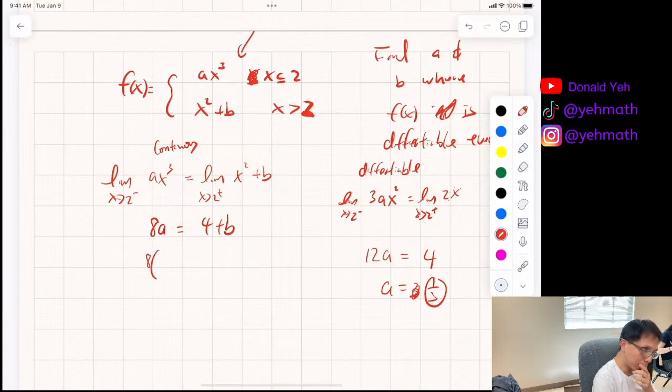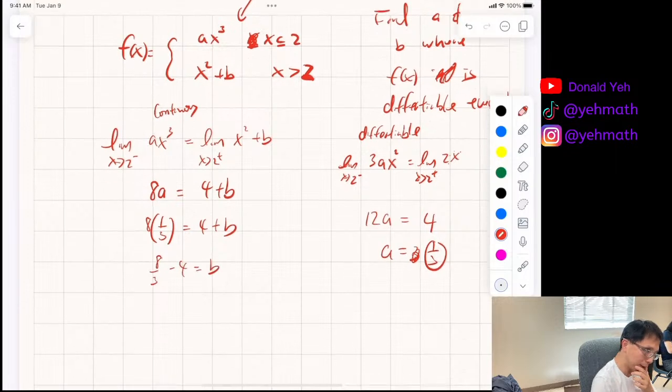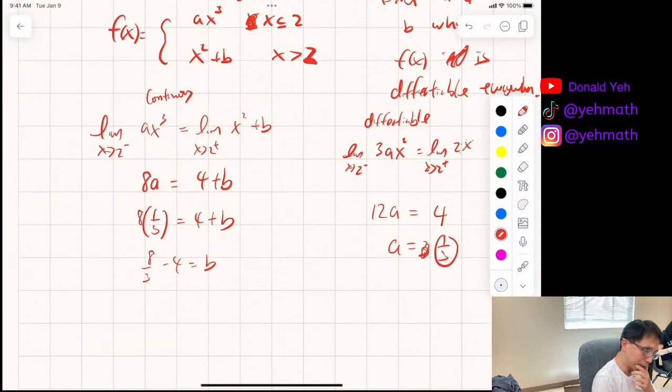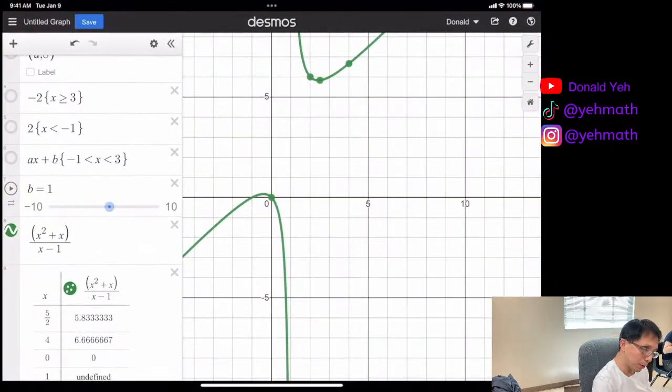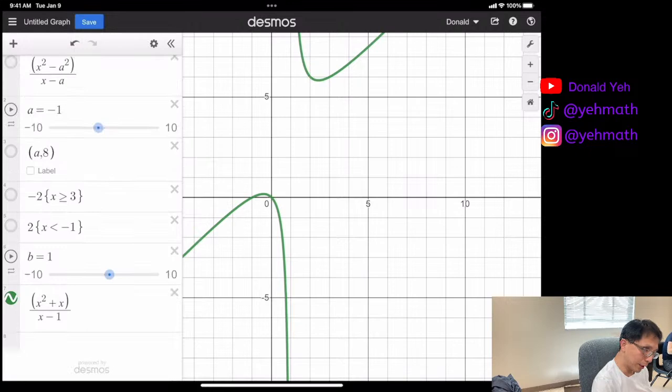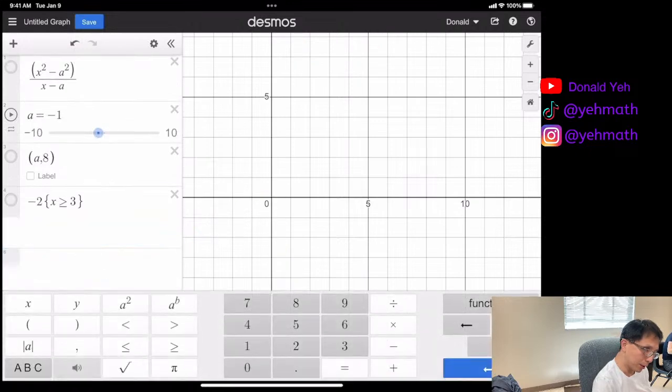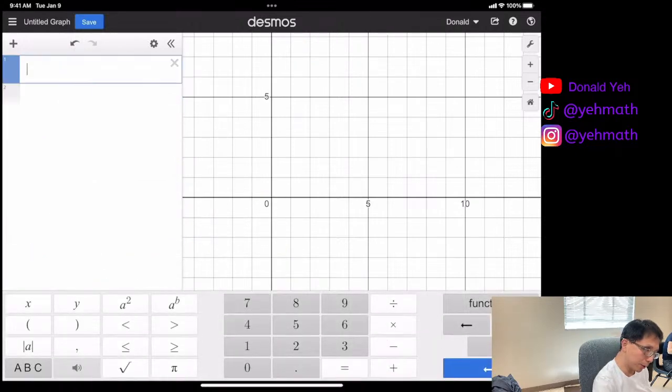So 8 times 1 over 3 is equal to 4 plus b. So 8 over 3 minus 4 equals b. Negative 4 over 3 is b. So hopefully it will make sense. I wanted you to know the difference between continuous and differentiable.